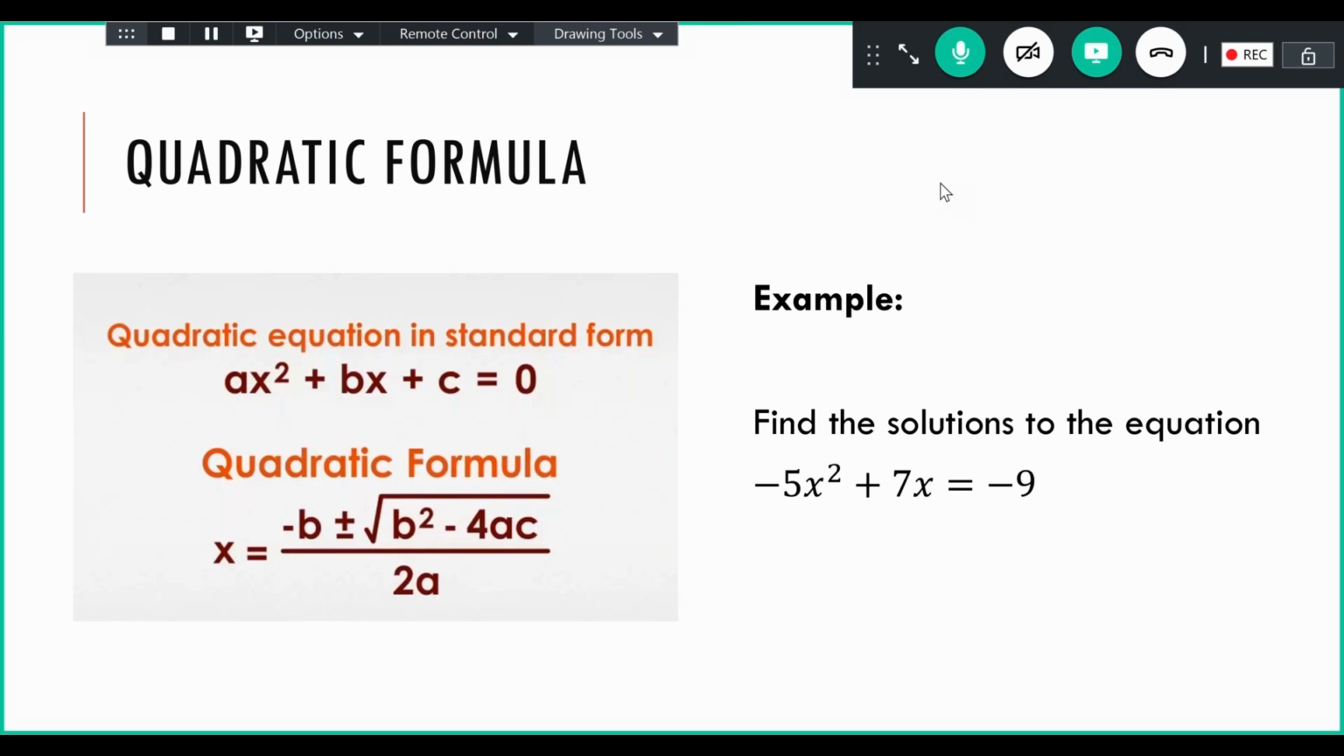So basically with the quadratic formula, we have that standard form of ax squared plus bx plus c equals 0. Coming from that standard form and using those coefficients of a, b, and c, our quadratic formula comes out to be x equals negative b plus or minus the square root of b squared minus 4ac over 2a.